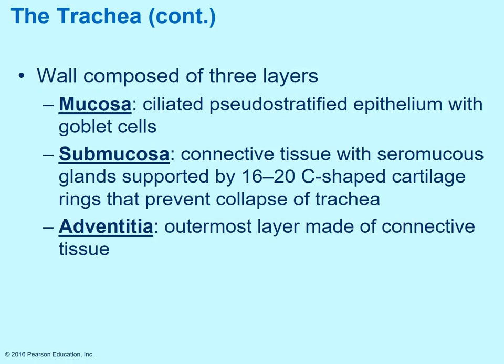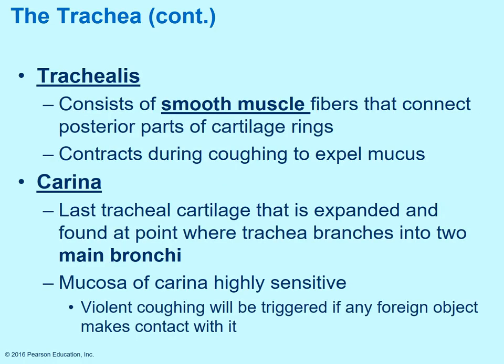You have 3 different layers, as we've seen throughout A&P. There's smooth muscle that is comprising part of the trachea. That will contract, like whenever you're coughing, that smooth muscle contracts. It helps to expel mucus to get substances out of the lungs. The last ring of cartilage is expanded, and the cartilage then is going to branch. This is called the carina.